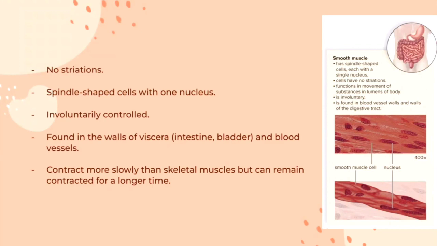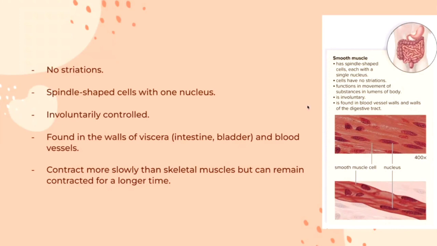They contract more slowly than skeletal muscles, which I think is quite logical because they are more related to the intestine and the bladder and the blood vessels, which definitely are slower than the skeletal muscles, but can remain contracted for a longer time. Again, your intestine, your bladder, your blood vessels do need a longer time of contraction than your skeletal muscles. So again, it does make sense.